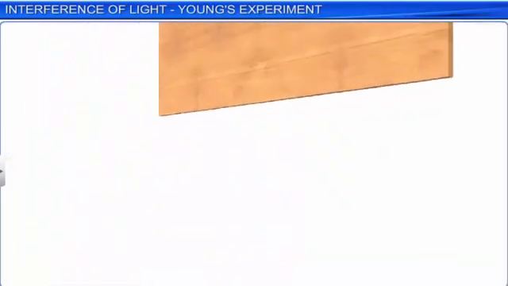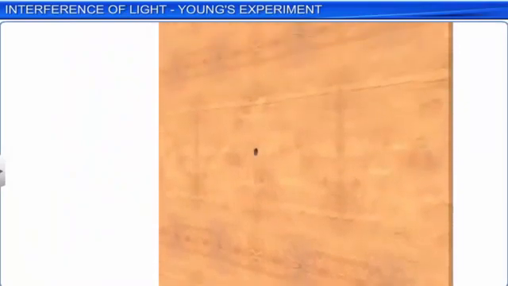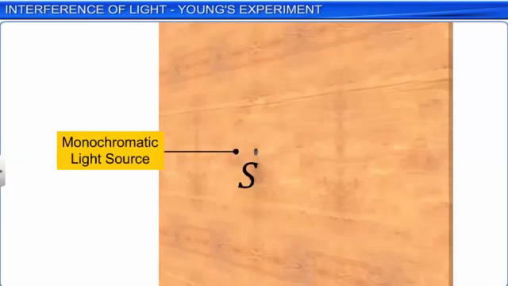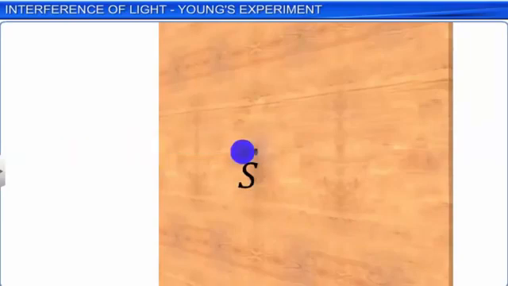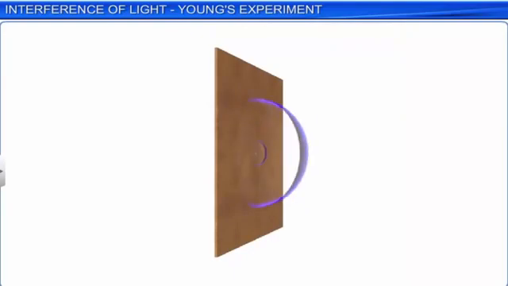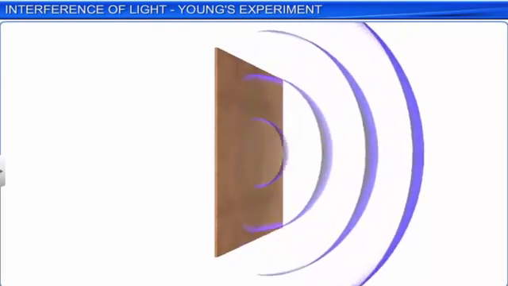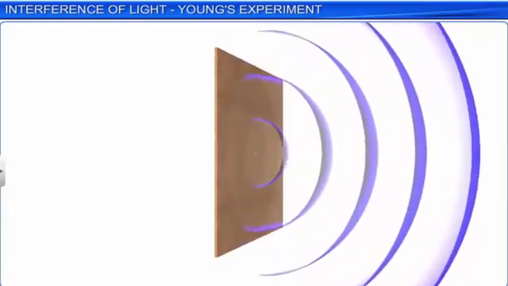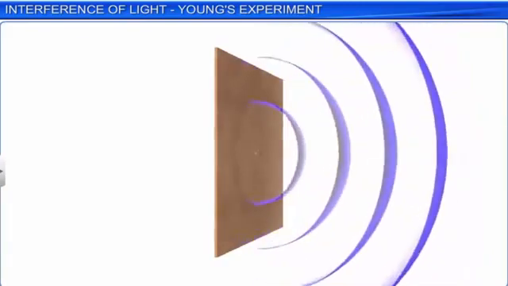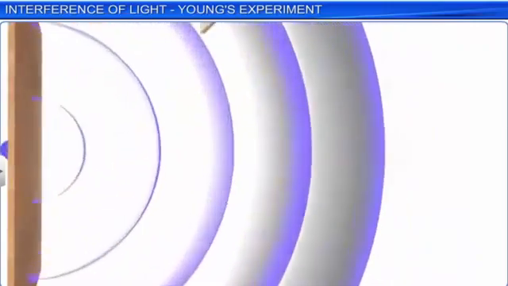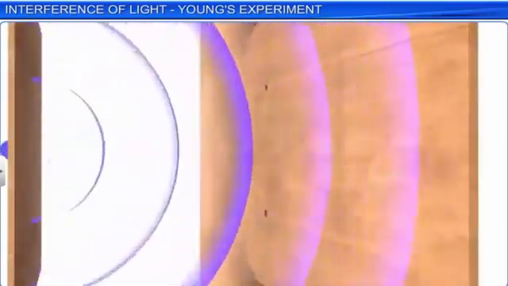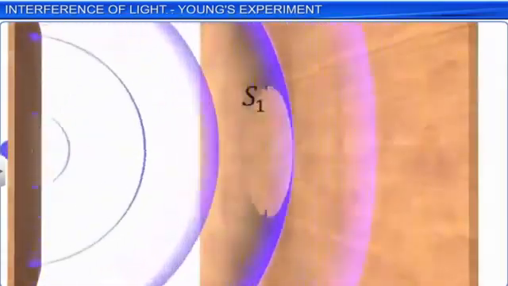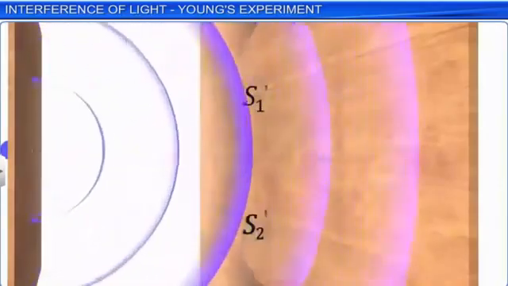Take an opaque screen with a small pinhole S and place a monochromatic light source to the left of the screen. Now, the pinhole S acts as a point source of light and propagates spherical light waves to the right of the screen in all directions. Place another opaque screen with two very closely separated pinholes, S1 and S2, to the right of the first screen.